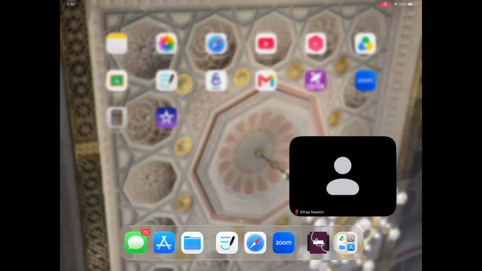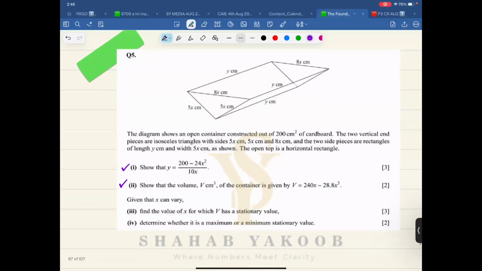So now people, when I look at this question, it says the diagram shows an open container. So let me highlight things. Now it says it's an open container constructed out of 200 centimeter cube of cardboard. That means this is the surface area. The 2 vertical end pieces are isosceles triangles. So this one, that's an isosceles triangle. This one, that's an isosceles triangle. All good? And then, the 2 vertical pieces, yes, that thing is done.